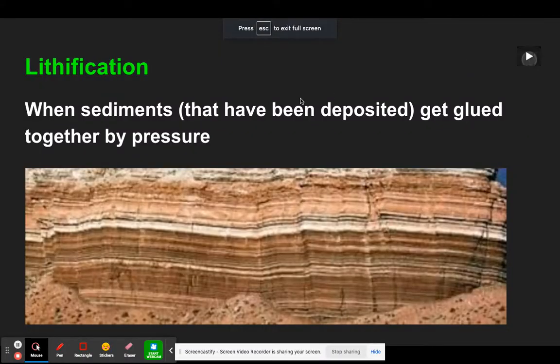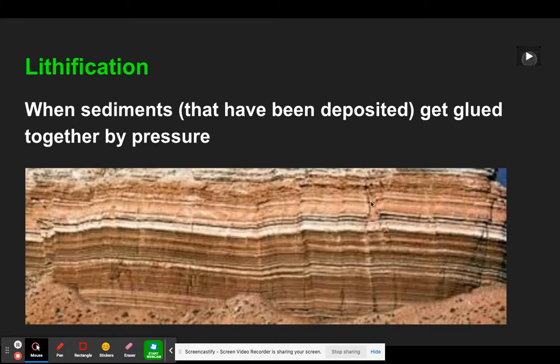All right, so this is how sedimentary rocks are actually formed. Like this is the forming process right here. So when these sediments have been deposited, they get glued together by pressure. So imagine you're one of these first rocks down here to get deposited. And then everything's fine, you're on the surface, no pressure. But then over the next million years, all these other layers start piling up on top of you.